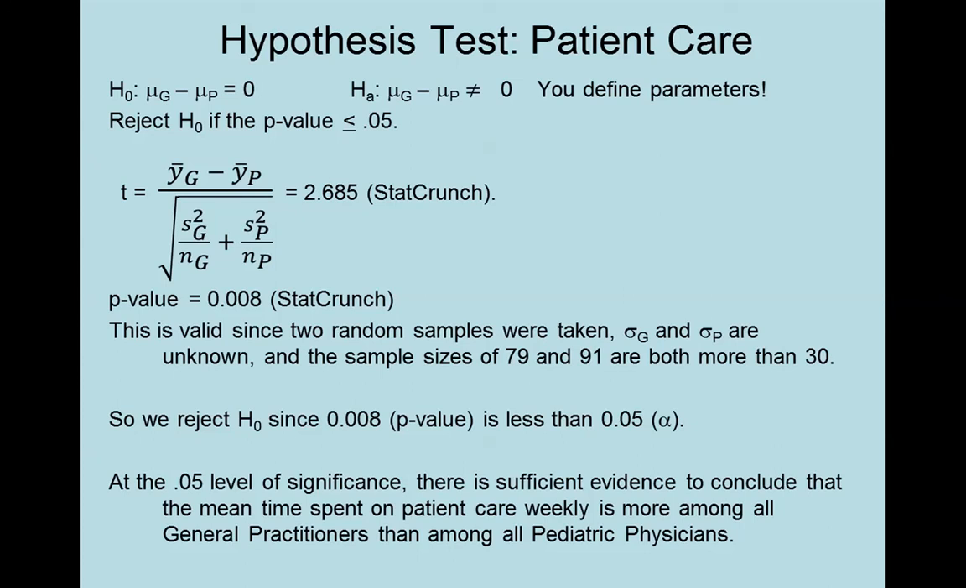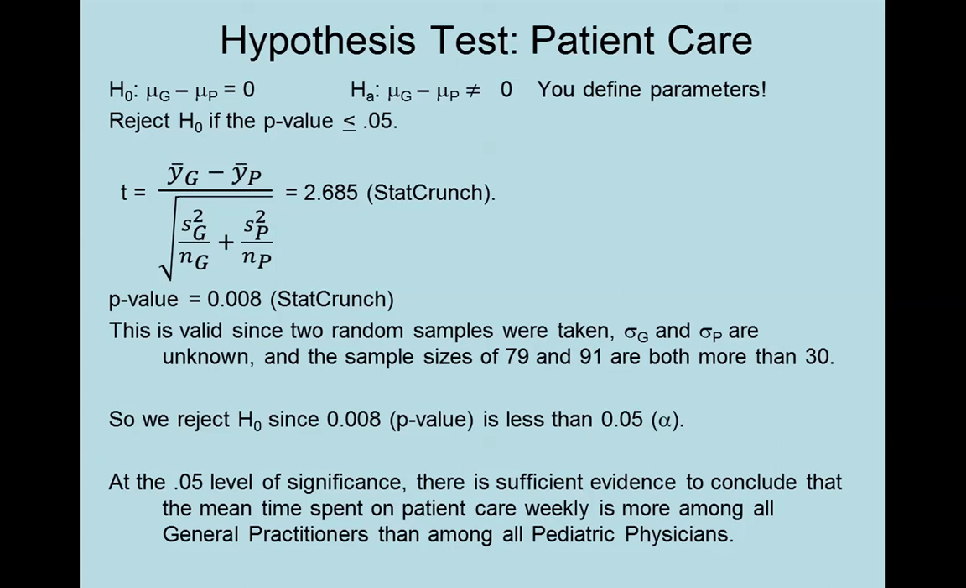0.008. Now this is valid because we had two random samples. We collected them independently. The population standard deviations are unknown, and we have large sample sizes. 79 and 91 are both more than 30. So because the p-value is less than 0.05, we're going to reject the null hypothesis.